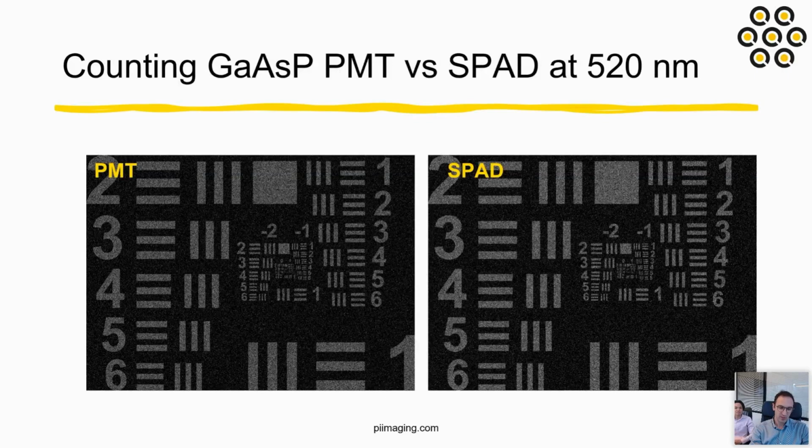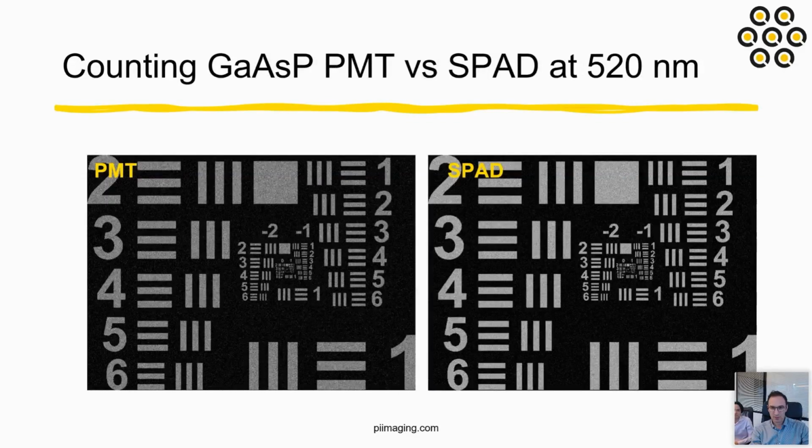The main difference between an analog gas PMT and counting gas PMT is that we are taking away the excess noise, but we are, because of that, reducing tremendously the dynamic range, and we're also introducing afterpulsing. So the situation improves a bit, but SPADs are still winning in this case due to their increased sensitivity.